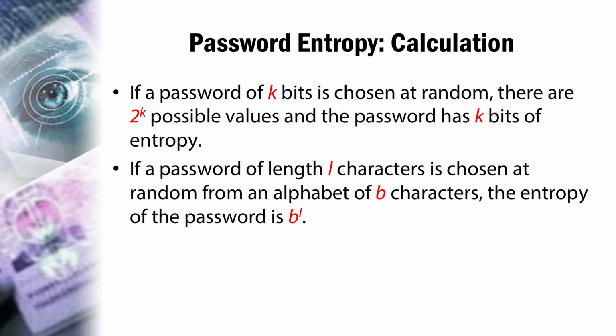Password entropy is computed by considering the length of a password in a digitized form. If a password has k bits, and the bits are chosen at random, then we know that there are 2^k possible passwords, and therefore we say that the password has k bits of entropy. So if a password of length L characters is chosen at random from an alphabet of B characters, the entropy of the password is B^L.